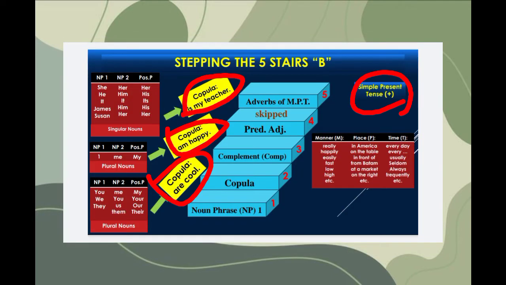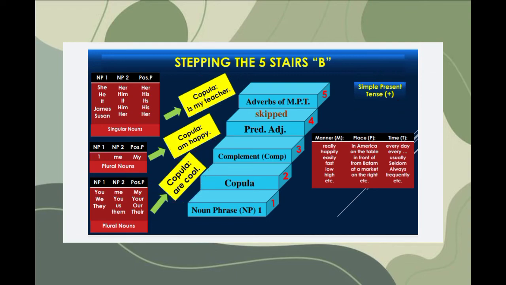Okay, next, stepping to the 5-star B. Simple present tense positive. If we use a singular noun, the copula is; and if we use the pronoun I, the copula is am. If we use the plural pronouns you, we, they, the copula is are.